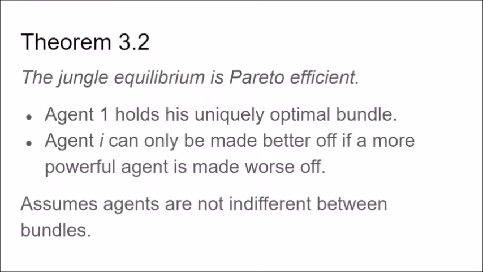A second thing to point out is that the jungle equilibrium is Pareto efficient. This is Theorem 3.2 in the textbook. First off, we would again start with the assumption that Agent 1 holds his uniquely optimal bundle, and then realize that at equilibrium, any agent i can only be made better off if a more powerful agent is made worse off. Agent i can take goods from the people less powerful than him, but can't take anything from the people more powerful than him. So the only way he can make himself better off is to take something from a more powerful agent, and thus they would be worse off.